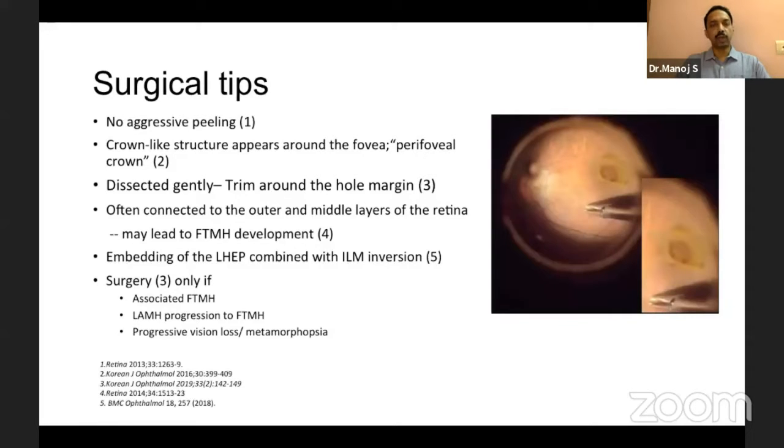Now, surgery needs to be done if an LHEP is associated with a full thickness macular hole, or when you encounter a lamellar macular hole with LHEP progressing to a full thickness macular hole, or if there is a progressive visual loss or metamorphopsia associated.